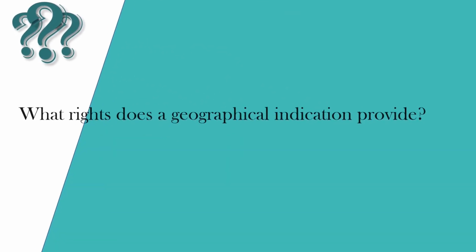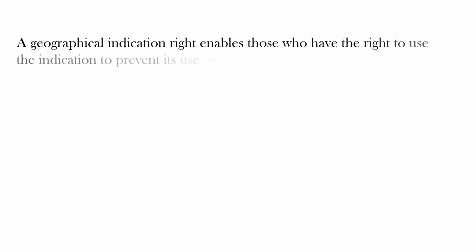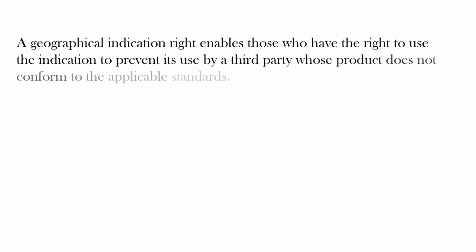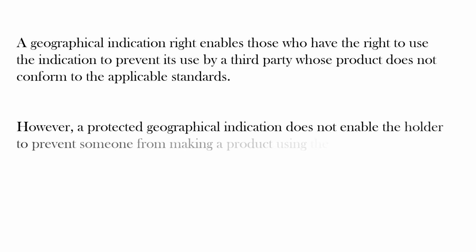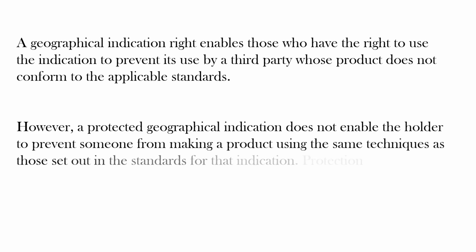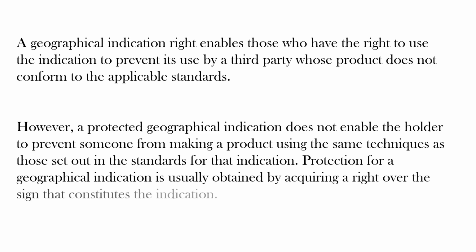Next, what rights does a geographical indication provide? A geographical indication right enables those who have the right to use the indication to prevent its use by a third party whose product does not conform to the applicable standards. However, a protected geographical indication does not enable the holder to prevent someone from making a product using the same techniques as those set out in the standards for that indication. Protection for a geographical indication is usually obtained by acquiring a right over the sign that constitutes the indication.